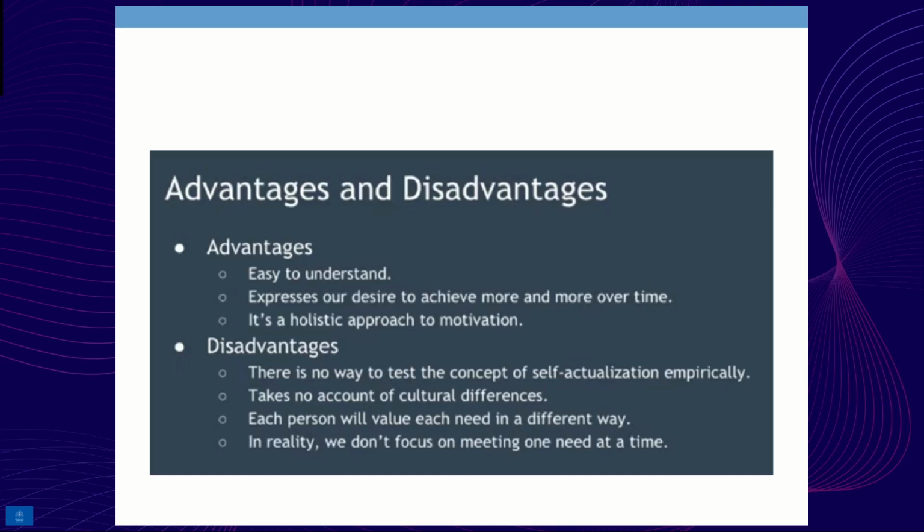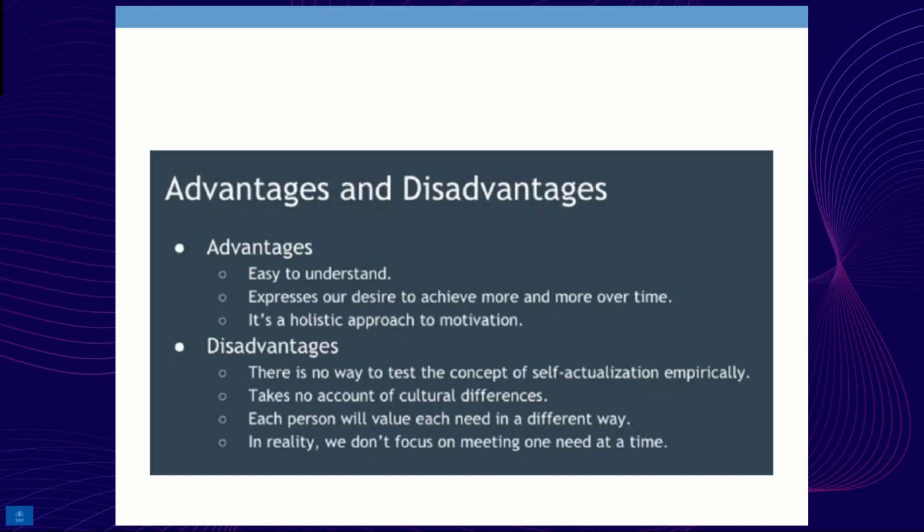Disadvantages. There is no way to test Maslow's concept of self-actualization empirically. It doesn't take account of cultural differences. For example, the need to feel part of a team is higher in China than it is in the US. Each person will value each need in a greater or lesser way. Esteem needs can be essential to you, but your peer may place a higher value on safety needs.